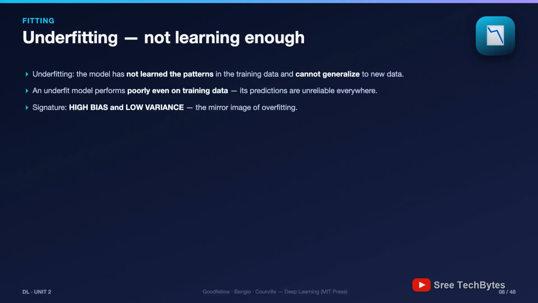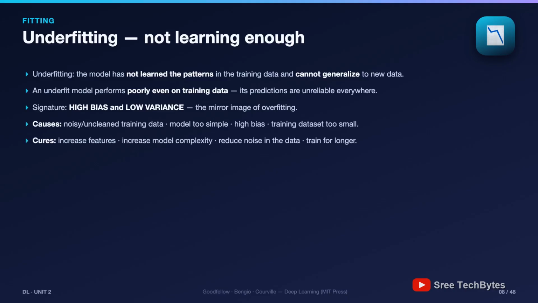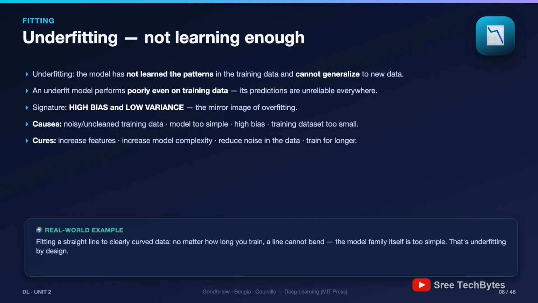The signature pairing: high bias, low variance, the exact opposite of overfitting. Why does it happen? The model is too simple, the data is noisy or uncleaned, the training set is too small, or training was too short. The classic picture: fitting a straight line to clearly curved data. No amount of extra training fixes it, a line cannot bend. The cures: increase model complexity, add features, clean the noise, train longer.